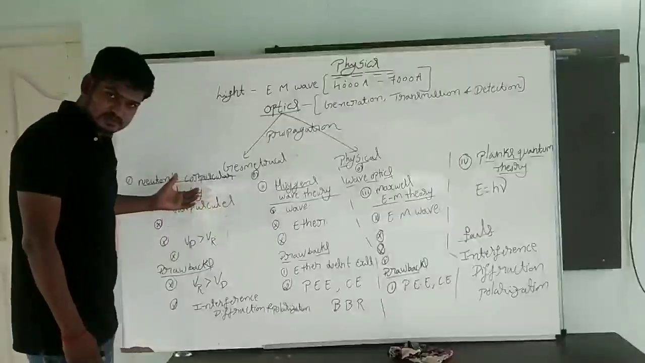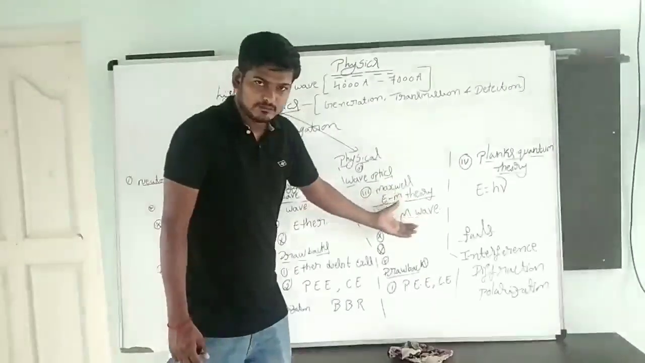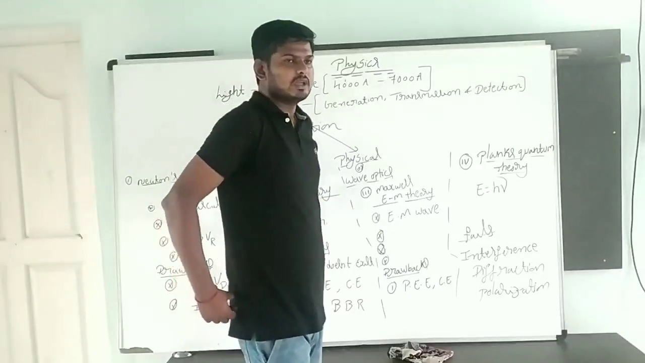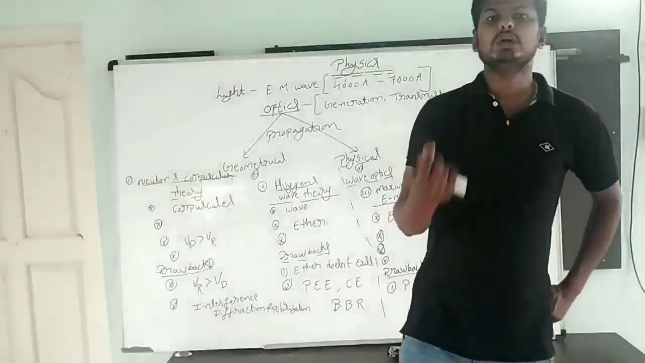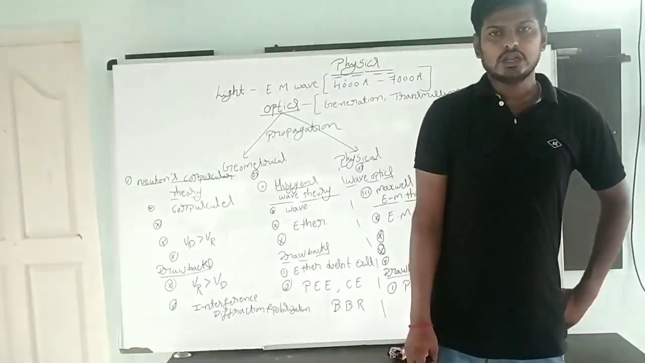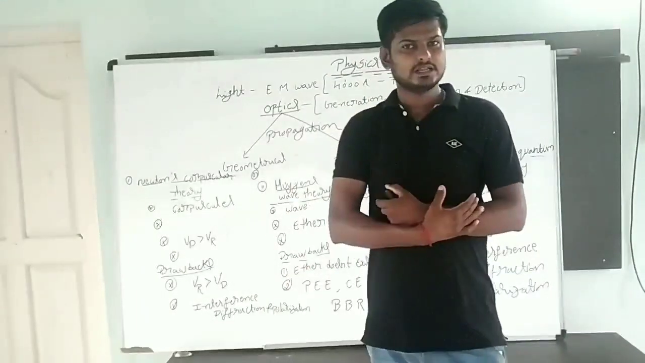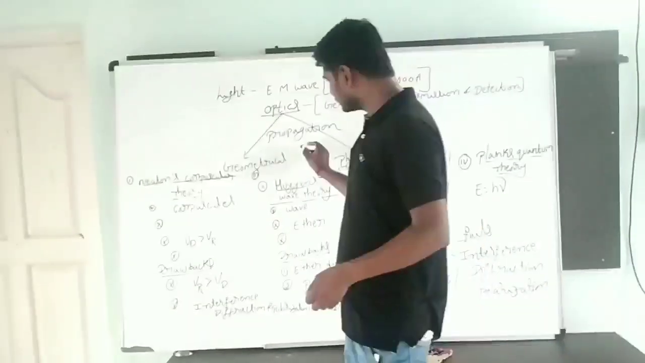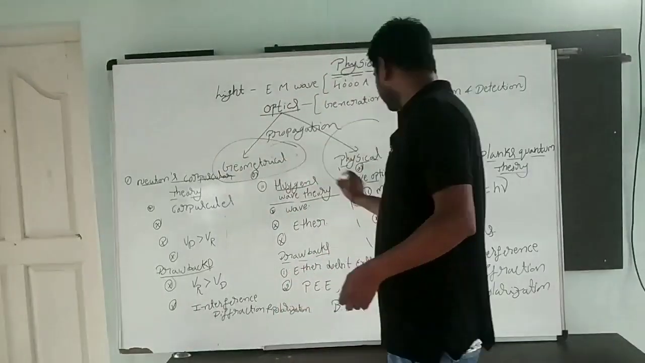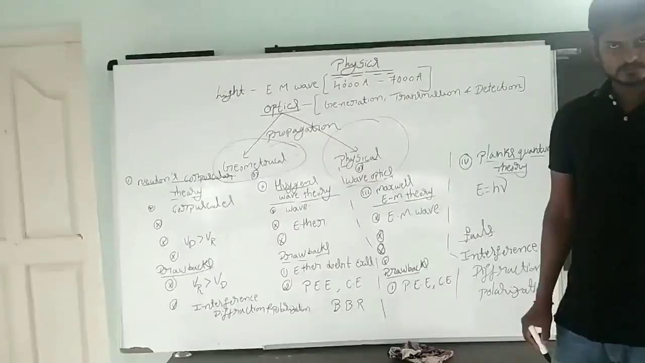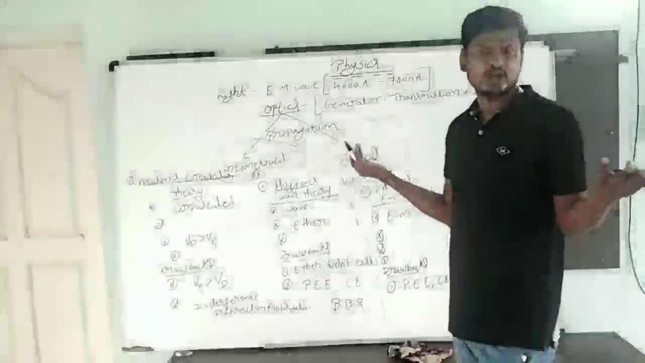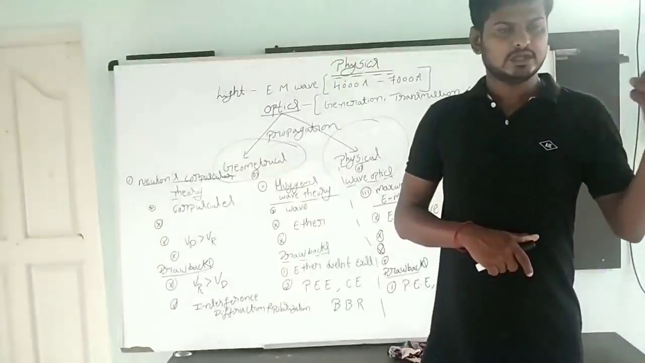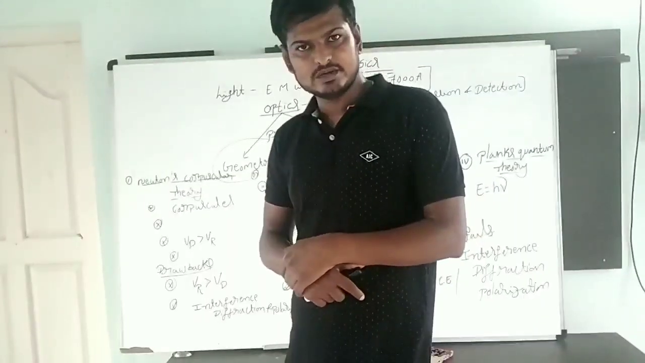In some theories we can explain the particle nature of light. In some theories we can explain the wave nature of light. All the properties we can't explain in any single theory. That's why we can conclude that light exhibits dual nature. Sometimes light exhibits the particle nature and sometimes it exhibits the wave nature. Clear?